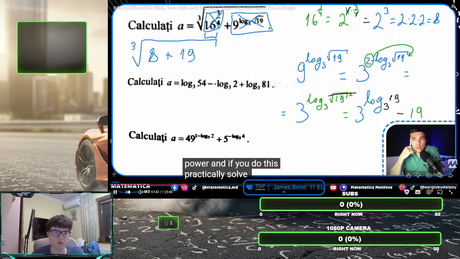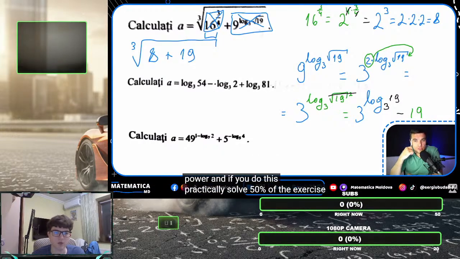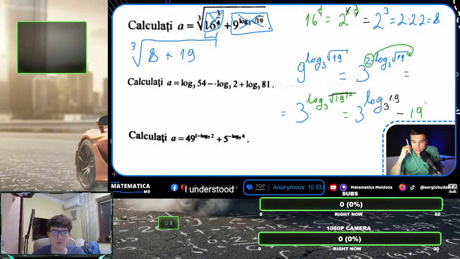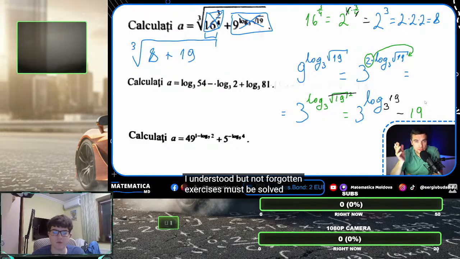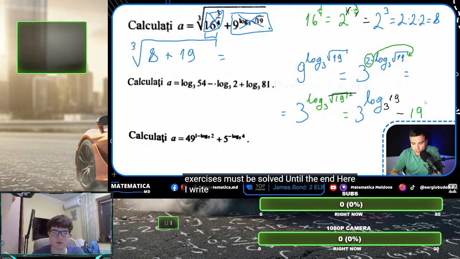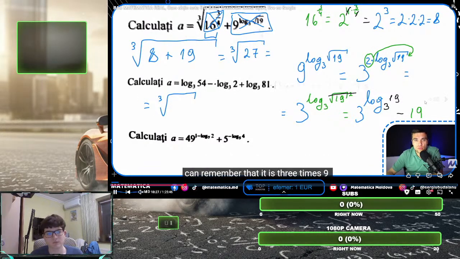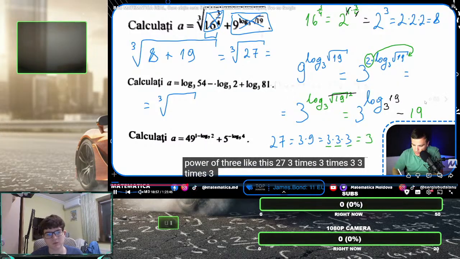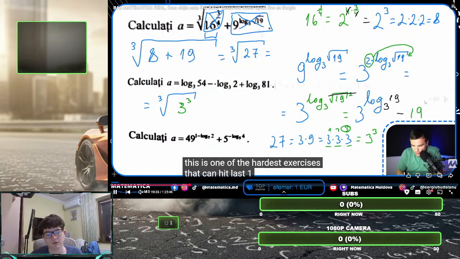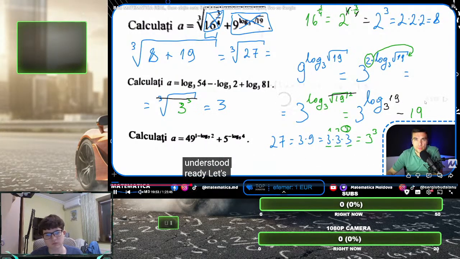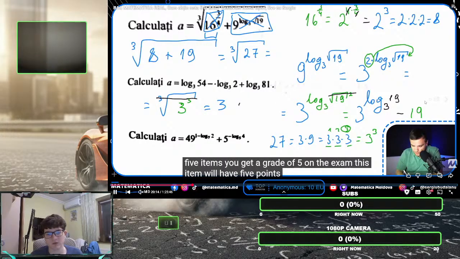Formulas and stuff. Boom. 8 plus 19, how much is that? It's 27. What thing at the power of 3 gives 27? It's 3, so boom. Three. I know this stuff, mate. Let's go, mate. Three.